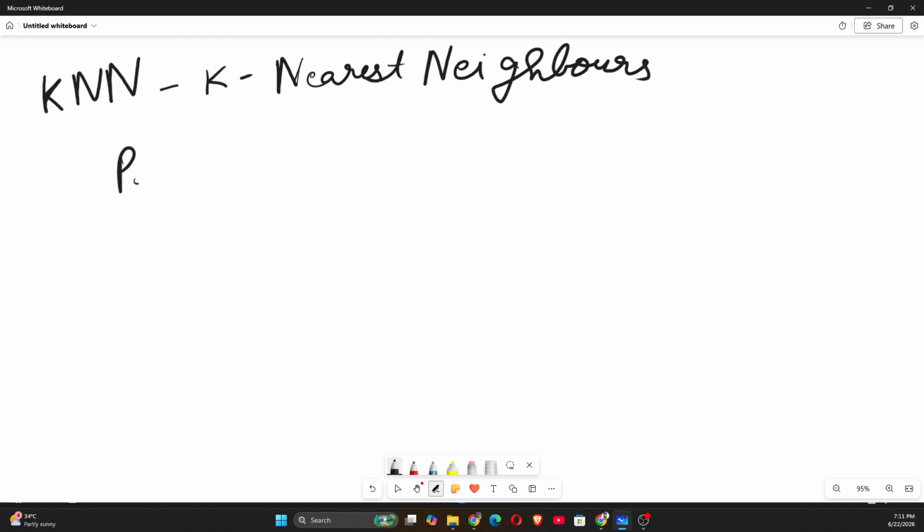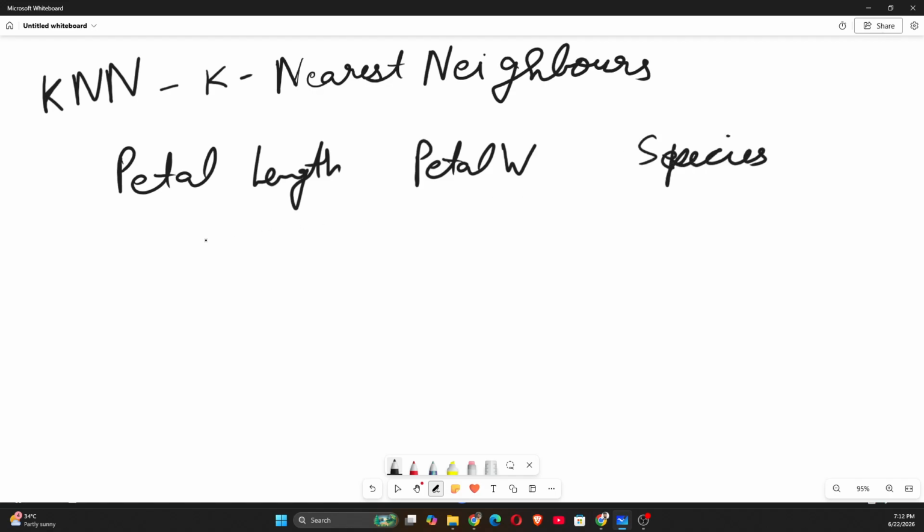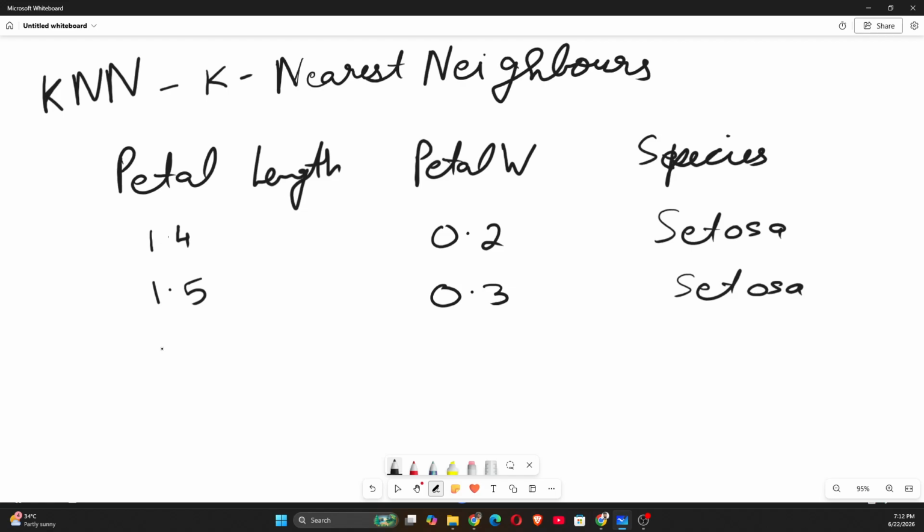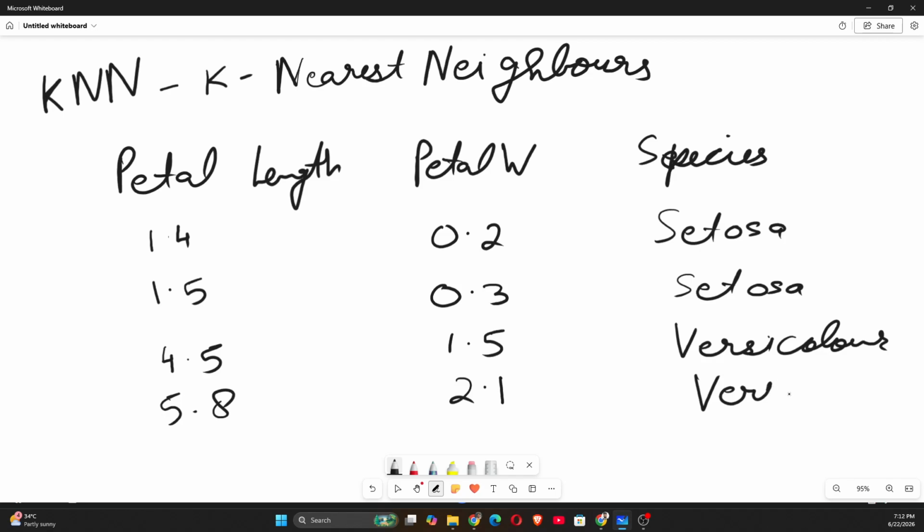So if we take petal length, petal width and species: 1.4 is petal length, 0.2 is Setosa. 1.5, 0.3, it is Setosa. 4.5, 1.5, it is Versicolor. 5.8, 2.1 is Virginica. I have found these values from the data set only.